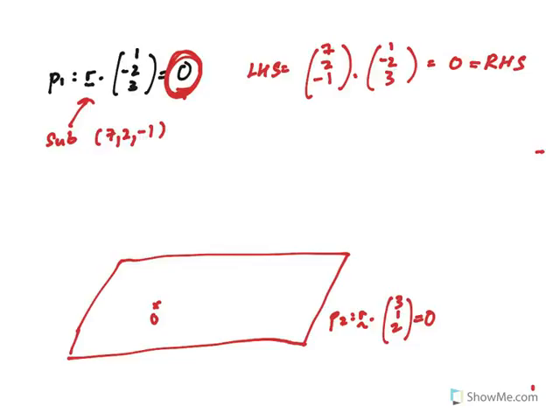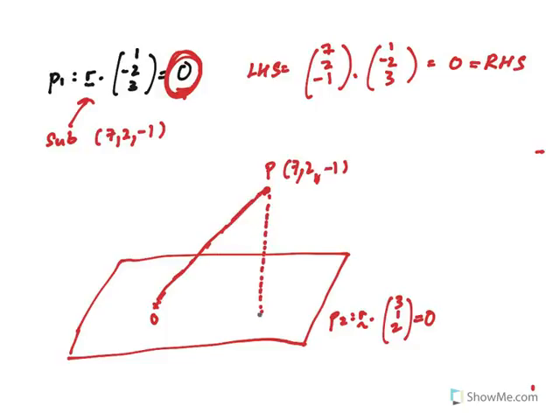Let's say this is your point P, somewhere here. P is the point 7, 2, negative 1. After that, what do I do? Find the perpendicular distance from point P to the plane. I need to find this.